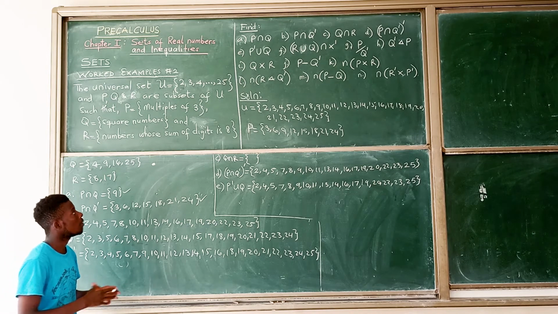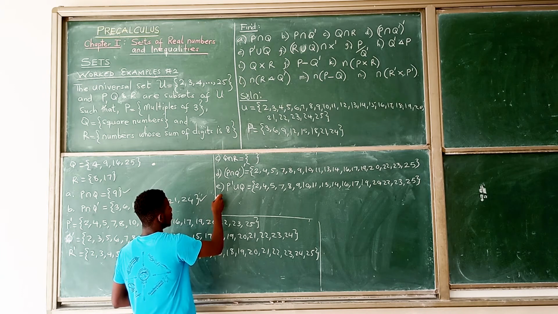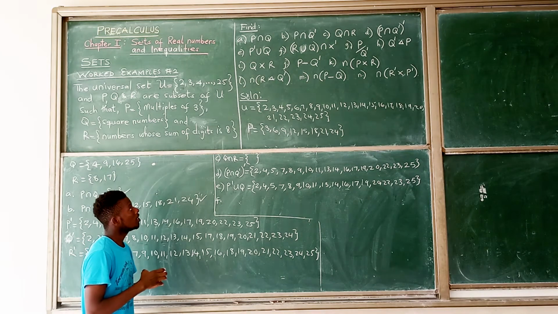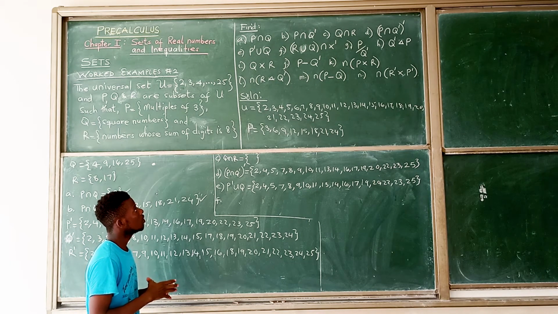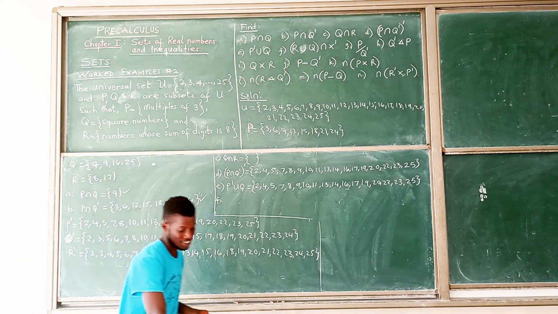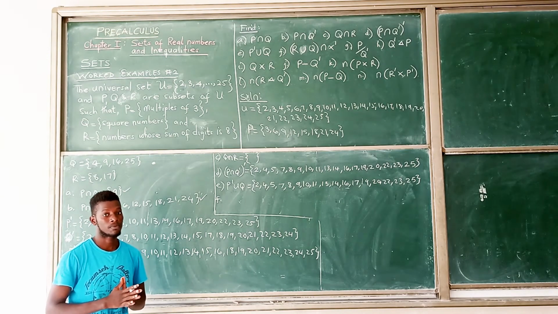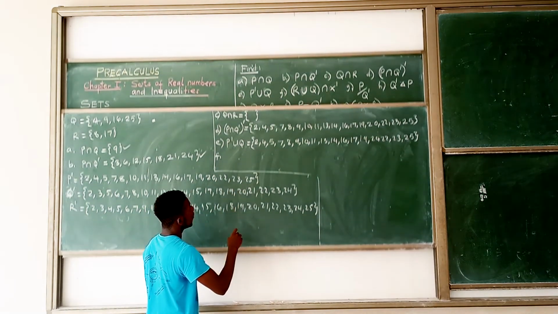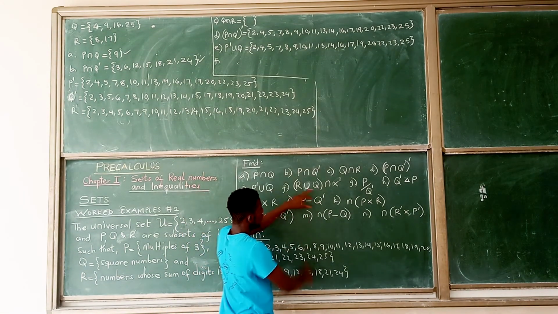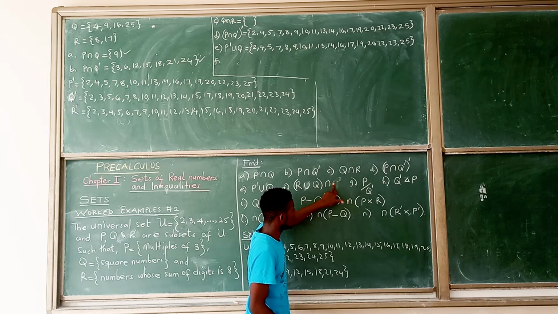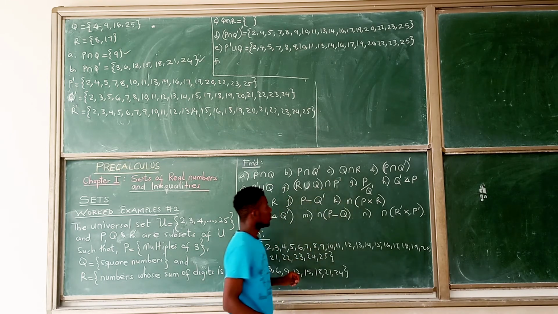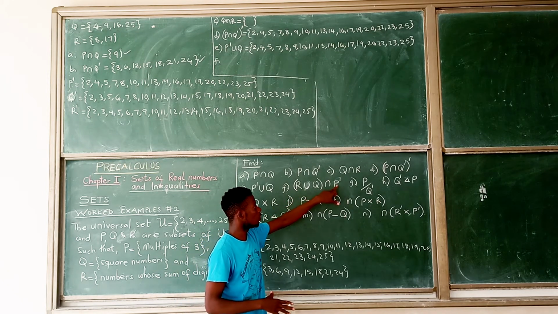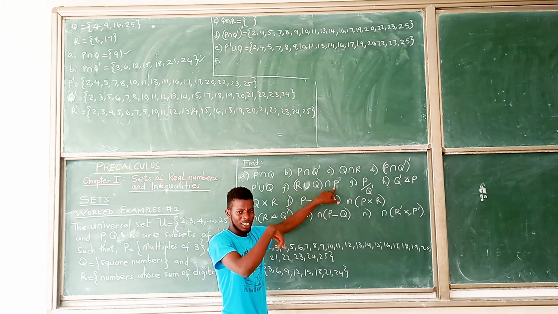We'll move on to the next question, which is F. F says we should find R union Q intersect X. So this is X, and this X should have been P instead of X. Sorry for that mistake. We have R union Q intersect P complement, because there is no set X within our problem.